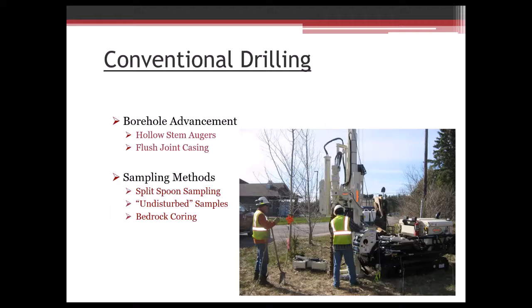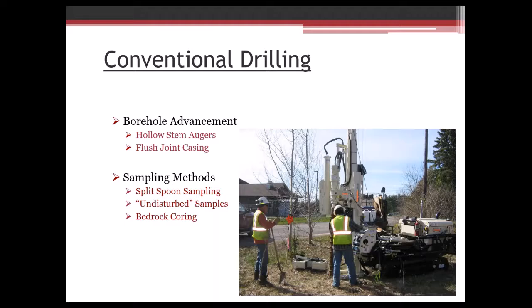Different borehole advancement methods that we have for conventional drilling: we can either use hollow stem augers or flush joint casing. There are some other methods out there, but those are the 2 most common. And when we talk about different sampling methods, which we'll get into a little bit more here, there's a couple of different sampling methods. For another point of reference, the drill rig in this picture here is a Geoprobe Model 7822 DT, which is a geotechnical drill rig that we have.